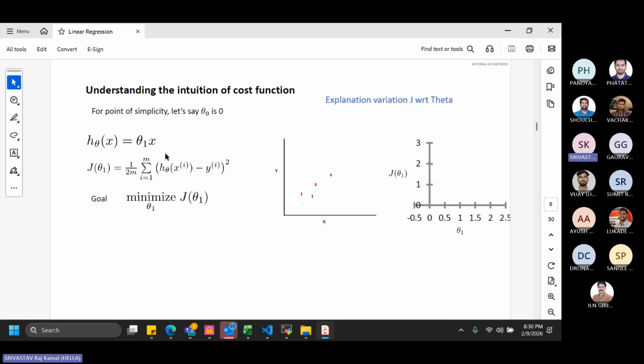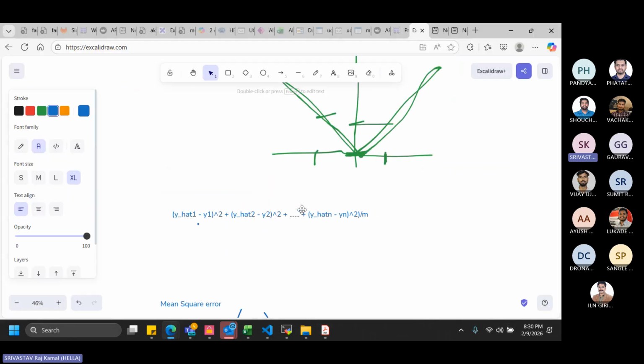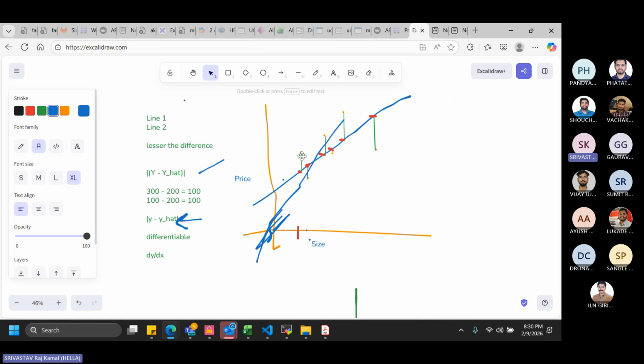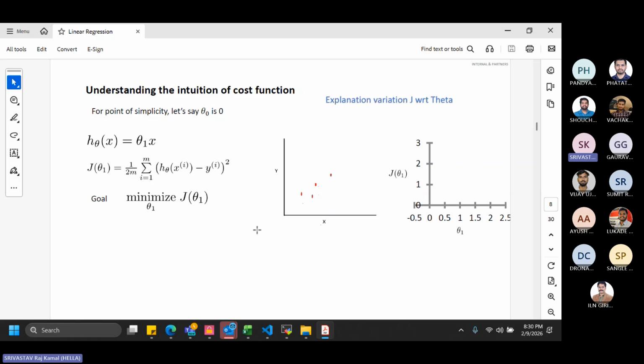First we create the hypothesis, what we want to achieve, then we create a cost function. Once we create the cost function, our goal is to minimize it. Before going into this theoretically, I practically explained why we want to minimize the cost function. The lesser the sum of the squared error, the better the line, because that line is closer to the points overall. This is what we want to achieve.